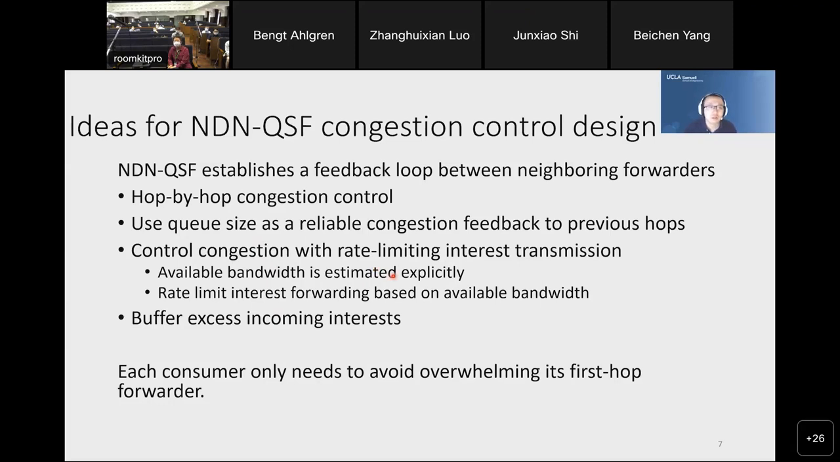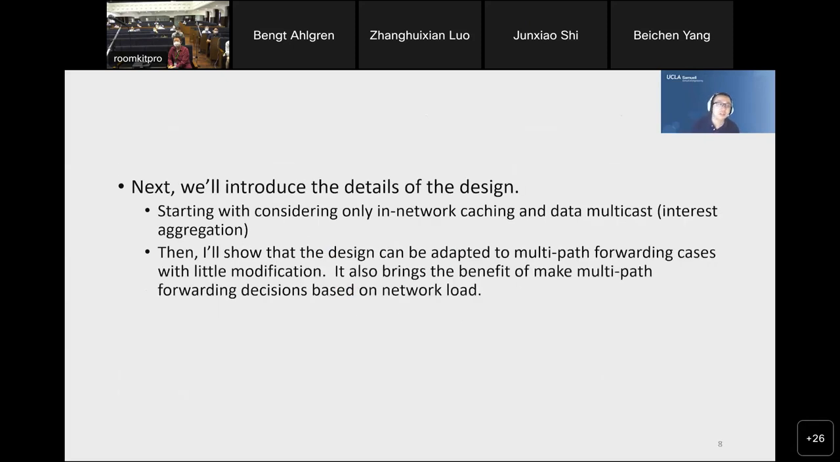As each forwarder runs this complicated algorithm, the consumer only needs to avoid overwhelming its first hop forwarders and doesn't need to be very smart. With these basic ideas, next I'll introduce the details. Let's start by considering only network caching and the data multicast case. And then I'll show how the design can be simply adapted to multipath forwarding cases with little modification, while also bringing the benefit of making multipath forwarding decisions based on network load.